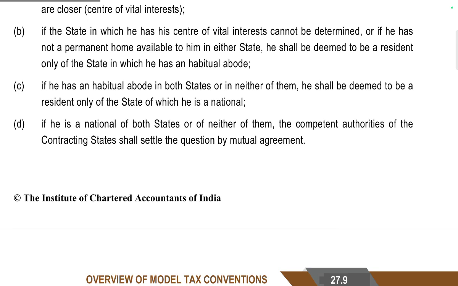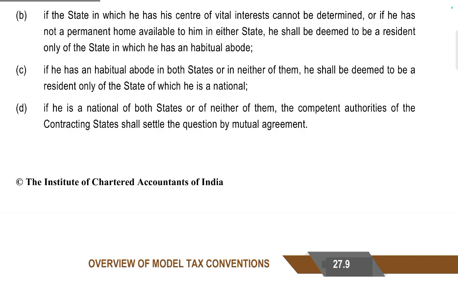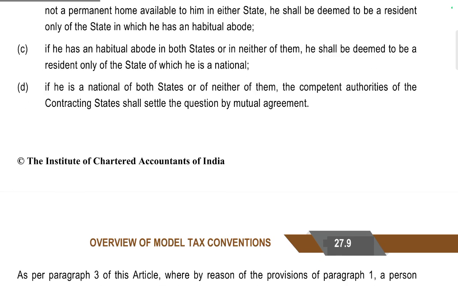If he has an habitual abode in both states or in neither of them, he shall be deemed to be a resident only of the state of which he is a national. If he is a national of both states or of neither of them, the competent authorities of the contracting states shall settle the question by mutual agreement.